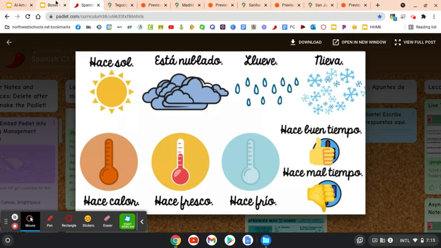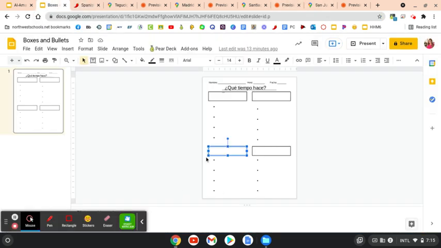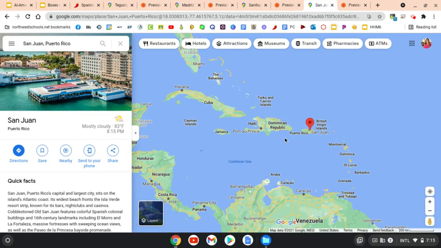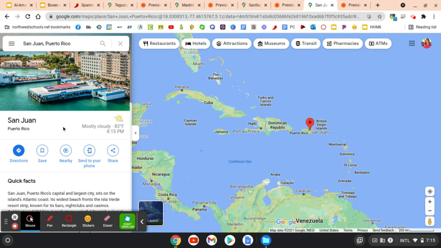All right, so go ahead and pause the video if you need more time to write in this section. We're going to move on to the last section. All right, clase, por favor, en la última caja, in the last box, escribe San Juan, Puerto Rico.